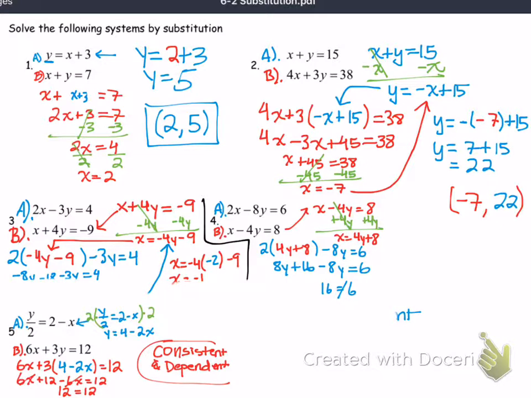So if you did number 5, you'll realize it's kind of the same as number 4, only we actually got a true statement here, 12 is equal to 12. The variables disappeared. And so what that means is that we have a consistent and dependent system, meaning these lines A and B are actually the exact same line.